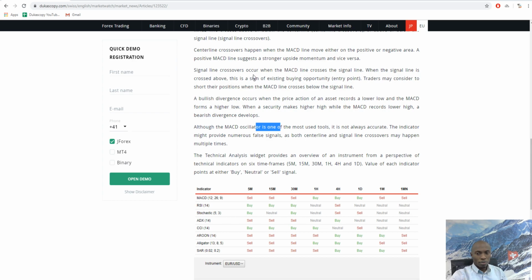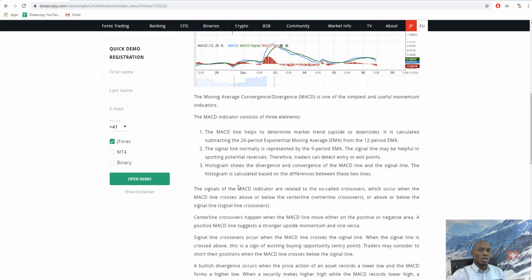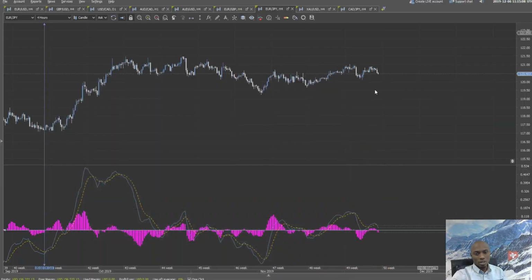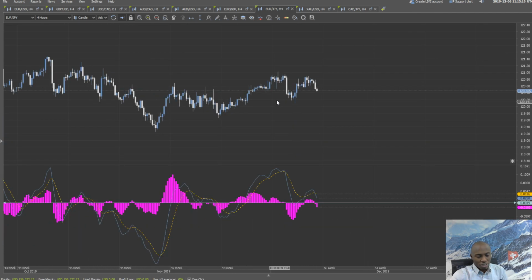Signal line crossover occurs when the MACD line crosses the signal line. When the MACD line crosses above the signal line, this is a sign of a buying opportunity, an entry point. Traders may consider shorting their position when the MACD line crosses below the signal line. That is what I just explained, and you can still read the articles, and later on you will be seeing the video attached with the articles as well. The analyst said that she will put it there, where you can easily determine the divergence and the convergence. It's very simple.